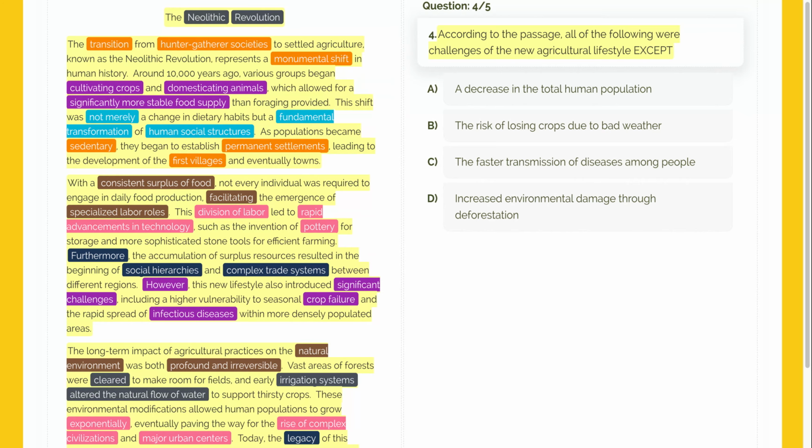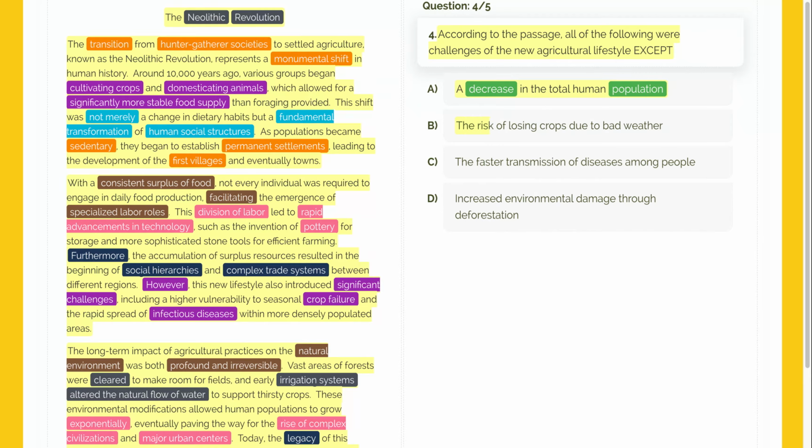Let's evaluate option A together. A decrease in the total human population. This option claims there was a decrease in the population. If we look at paragraph 3, sentence 3, it explicitly says environmental modifications allowed human populations to grow exponentially. Grow exponentially means a huge increase, not a decrease. Therefore, this statement is false based on the passage. Since we are looking for the except, this is our answer. This option is correct.